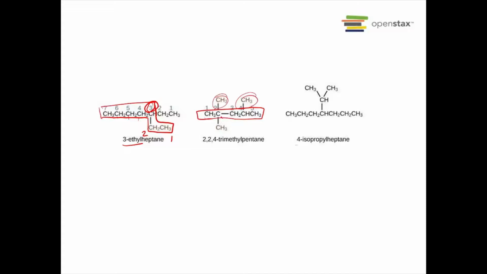And then this last one here, 4-isopropylheptane. So we have 7 carbons in a straight chain. And then we have this group here. This is called an isopropyl group. There is a table that I'll bring up in a slide or two, but your book also has one showing you some common alkyl groups. So this one is called an isopropyl, and it's on carbon number 4. So 1, 2, 3, 4. Carbon 4 has an isopropyl.